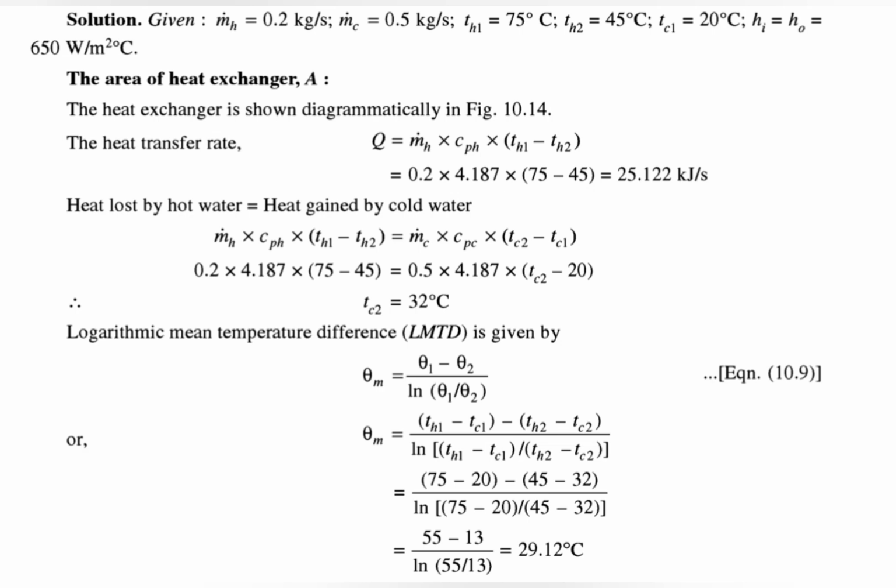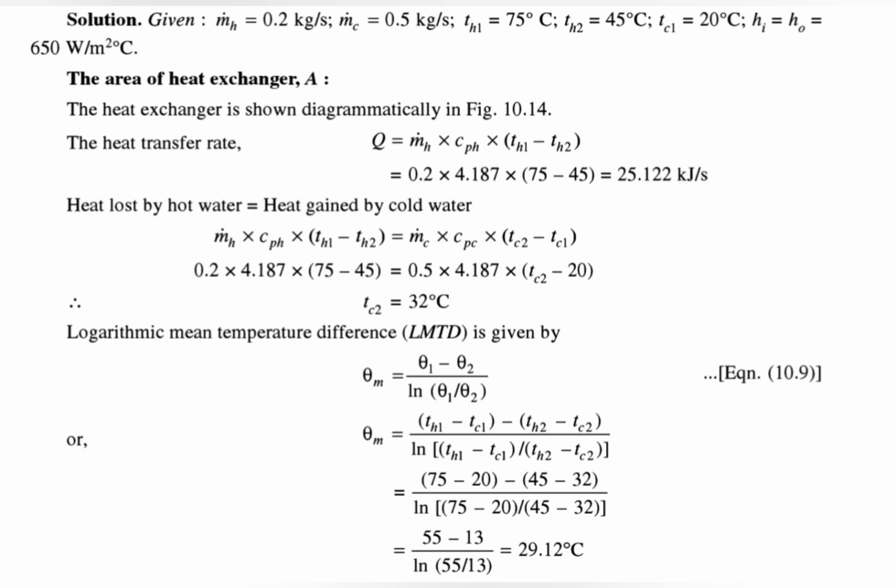So first of all, write the given conditions. Mass flow rate of the hot water is 0.2 kg per second. Mass flow rate of the cold water, mC, is 0.5 kg per second. TH1, inlet of hot water, is 75 degrees Celsius. TH2 is 45 degrees Celsius. TC1 is 20 degrees Celsius, and they have also given the heat transfer coefficient. That is, the individual heat transfer coefficient is 650 watt per meter square degree Celsius, and it is the same for both inside and outside.